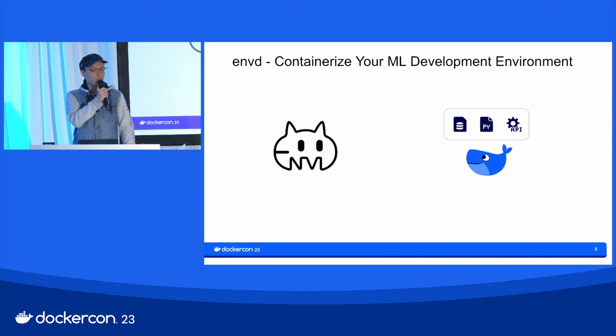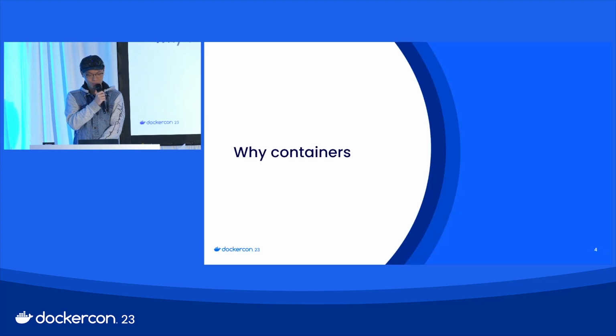Yeah, so today I'm going to talk about how to containerize your machine learning development environment by our tool called envd. At the left side, it's our lovely logo. We encode the 4 letters envd into the logo: E as the left face, N and V as the mouth, and D as the right face. Everyone loves cats, so we made it a cat logo.